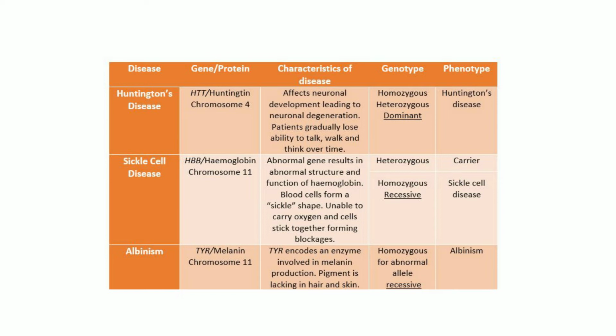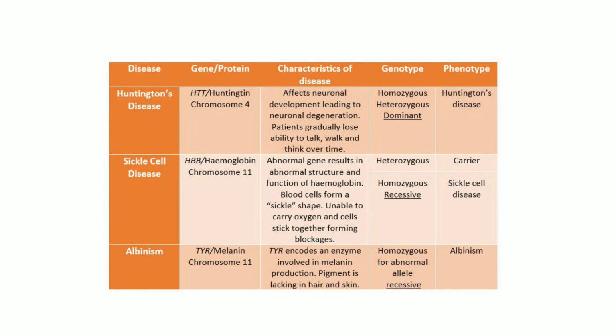Sickle cell disease, which we covered in the previous video, is caused by mutations in the HBB gene. This is found on chromosome 11 and affects the structure and function of hemoglobin. The abnormal gene results in abnormal structure and function of hemoglobin. Blood cells form a sickle shape, unable to carry oxygen, and cells stick together, forming blockages. A heterozygous genotype means you have sickle cell trait. A homozygous genotype means you have sickle cell disease.